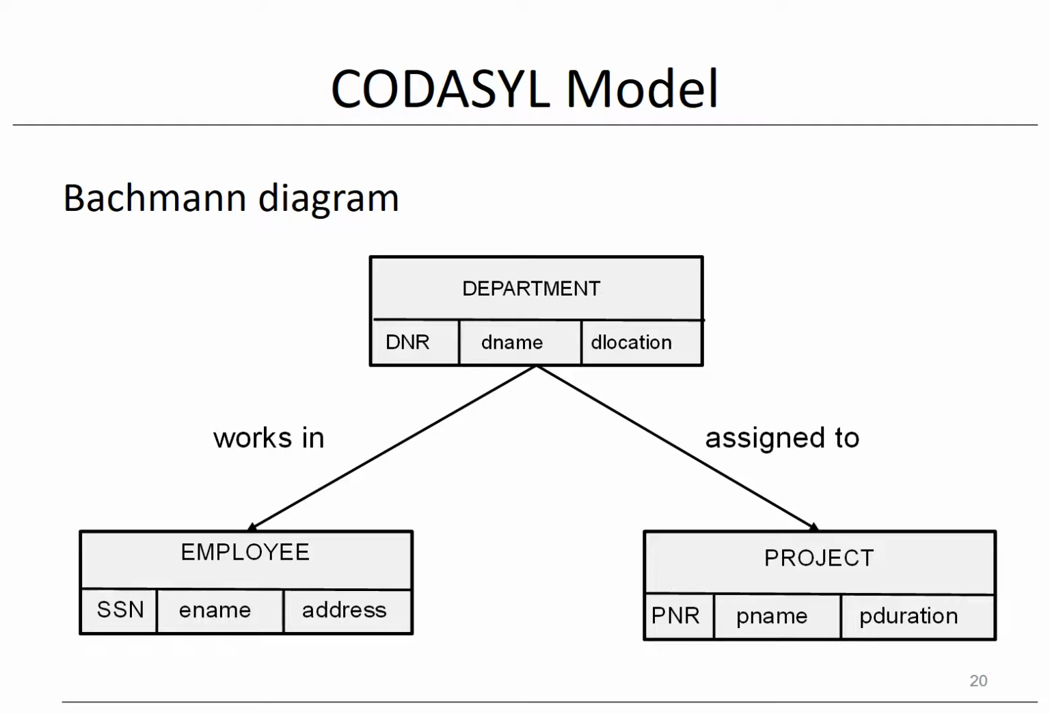A department has 0 to n employees. An employee works in minimum 0, maximum 1 department. A department can work on 0 to n projects. A project is assigned to minimum 0, maximum 1 department.